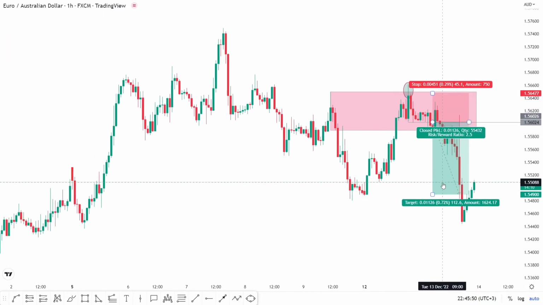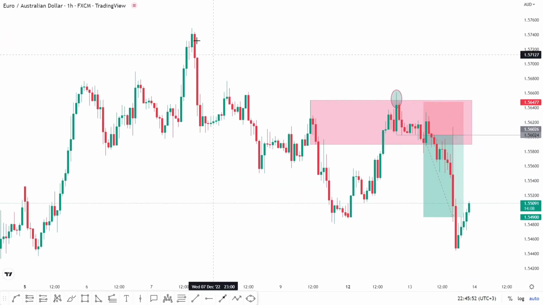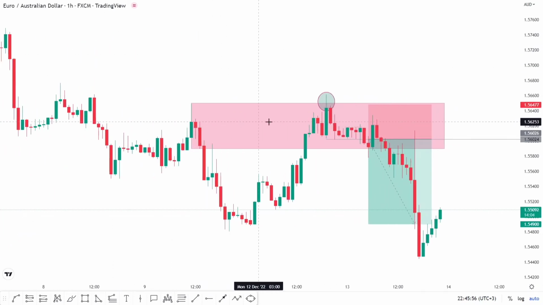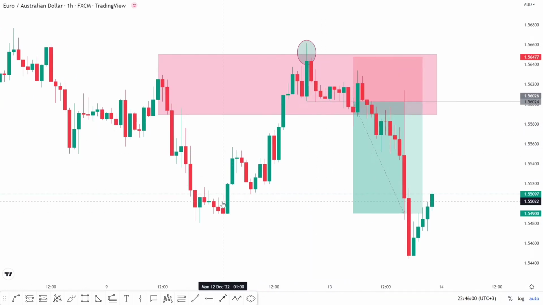I started by first identifying some sense of bearish momentum all the way from this point. After identifying the momentum, I come and mark my supply zone. After marking the supply zone, I wait for price to retrace to the supply. And when it retraces, I'm very careful to see how it will react. Never forget that. You want to see how it reacts.